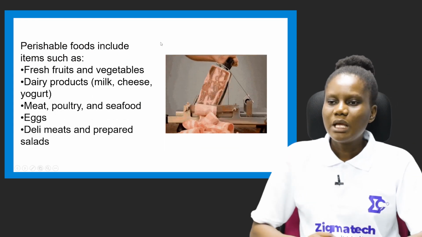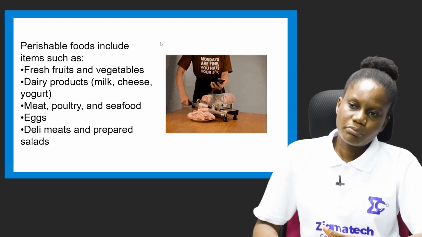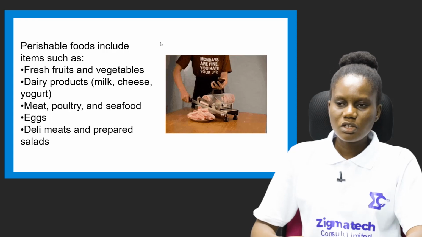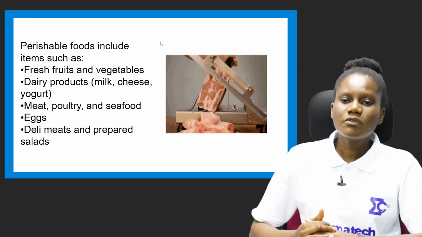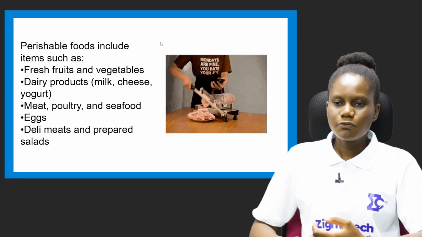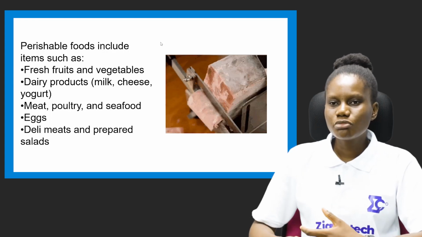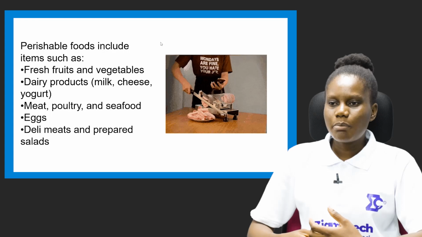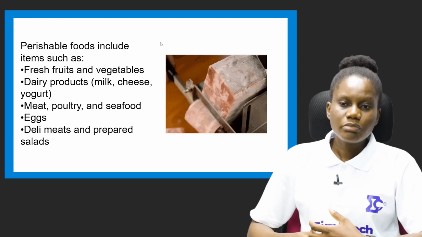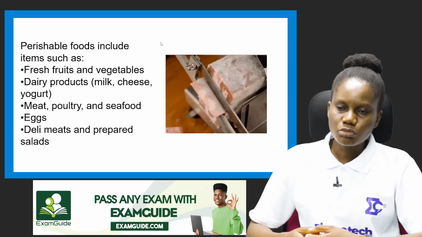So let's look at examples of perishable food. We have fresh fruits and vegetables. These are examples of very perishable foods. We also have dairy products like milk, cheese, and yogurt. We also have meats, poultry, and seafood, such as fish, prawns, and the rest like that. They are all perishable foods. And you have your eggs. Eggs are perishable food. You have deli meats and prepared salad. Deli meats such as corned beef, that is a processed meat or pre-cooked meats. These are what we call deli meats. And prepared salad are perishable food.